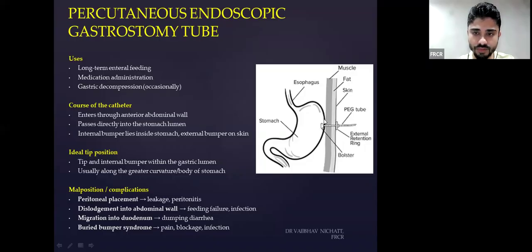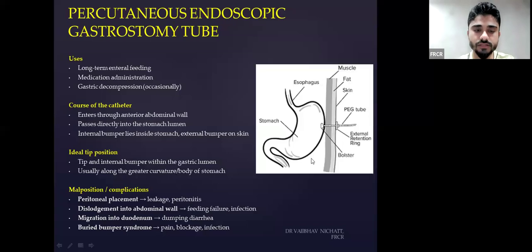There are two bumpers: internal bumpers on the stomach side and external bumpers on the skin. The bumpers keep the tube taut and keep both the wall of the stomach and the anterior abdominal wall in close contact, so that will reduce any tension over the stomach wall. Then the ideal tip position: the tip and the internal bumpers should be well within the gastric lumen, usually along the greater curvature and the body of the stomach.